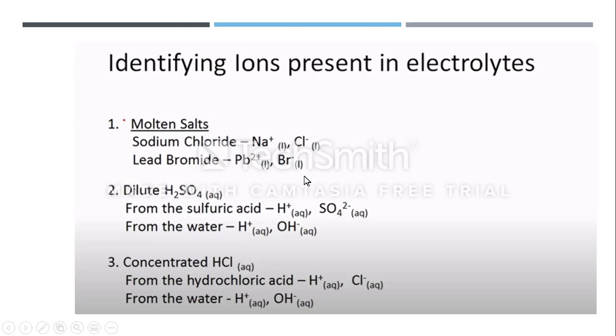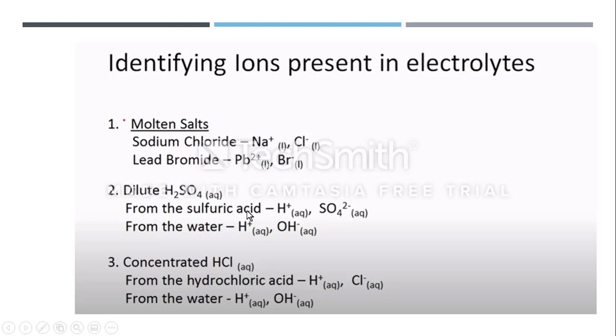We can also have salts such as molten sodium chloride. What are the ions in molten sodium chloride? It's easy. It's just sodium and chloride. Okay, very simple. With dilute sulfuric acid, however, this has more than two anions and cations in it, right?